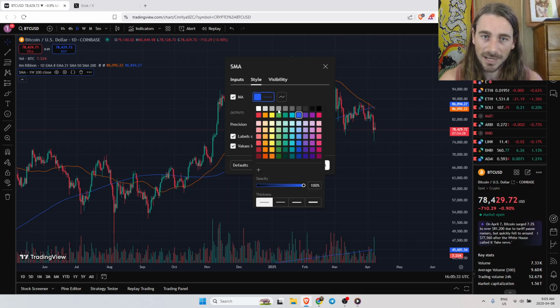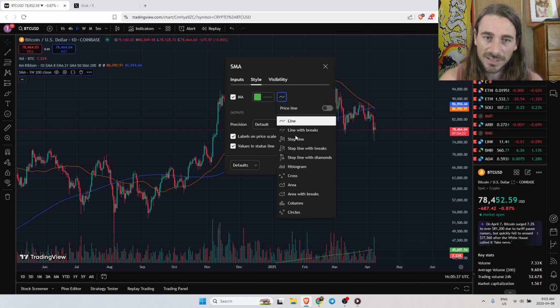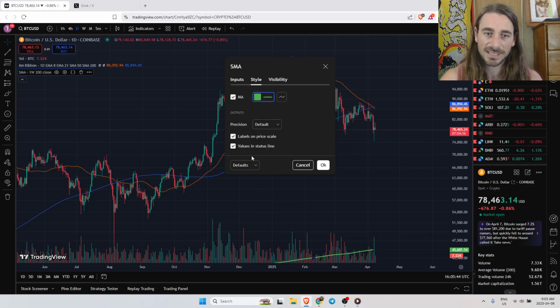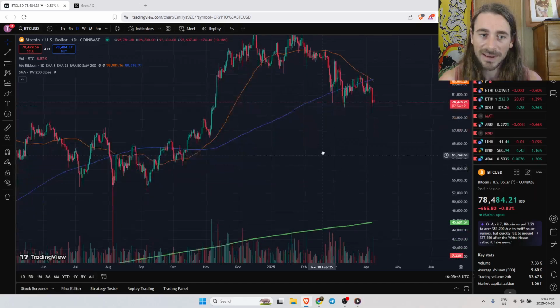We're going to change the color. Let's make it green because green is support, and you can also make it a little bit thicker here if we want to show it as a greater line of support in the sand. Same thing we're going to do, save as default. Okay, now we've got our moving averages set up here.